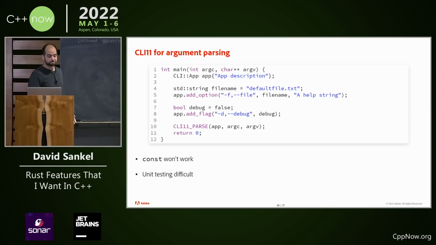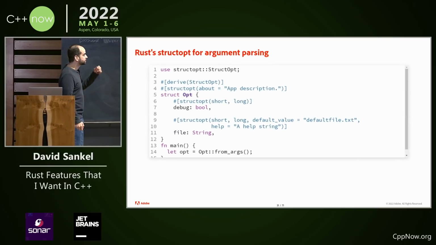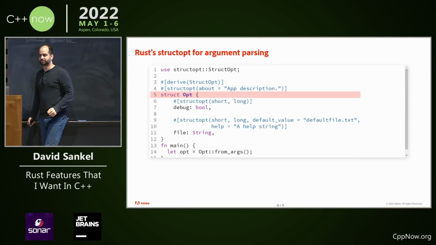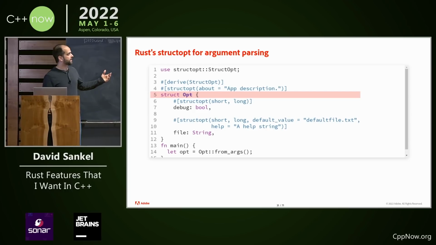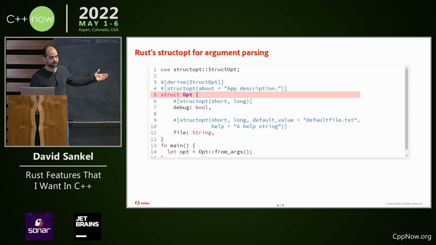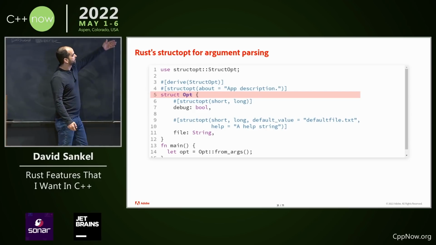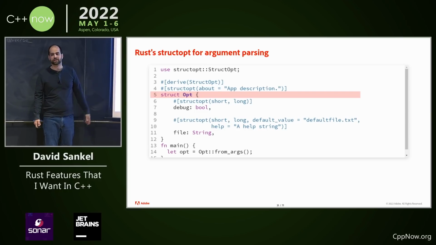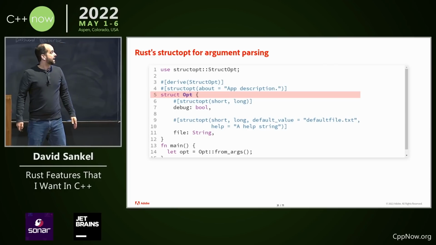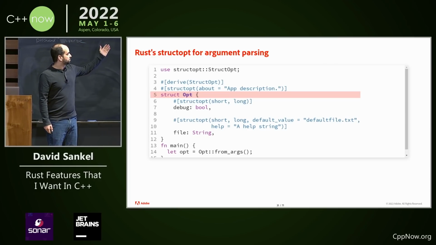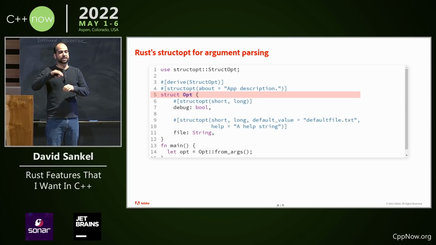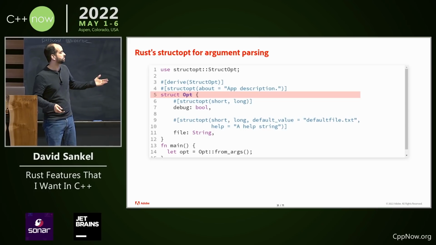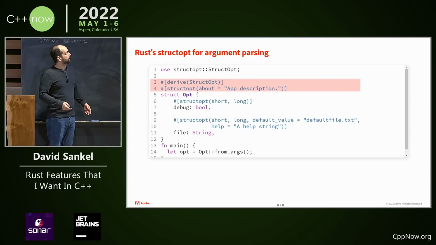So let's look at Rust. All right? Rust has a library called structopt. So basically, you create a struct, okay? And note that there are some annotations above here, right? This is basically opting into their metaprogramming thing. And you have about equals app description. They're basically adding these annotations. And what it's going to do is transform this code into something else, okay?